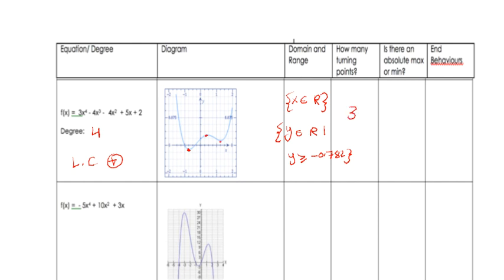Is there an absolute max or min? The min. That's right. So you see this one right here, which is y equals negative 0.782. That's your absolute min.